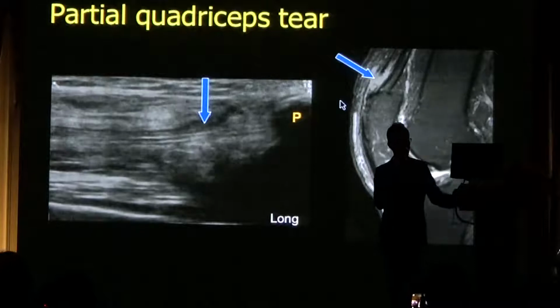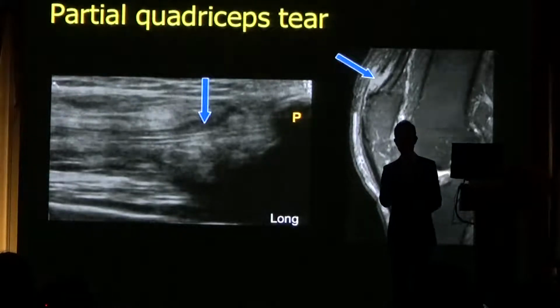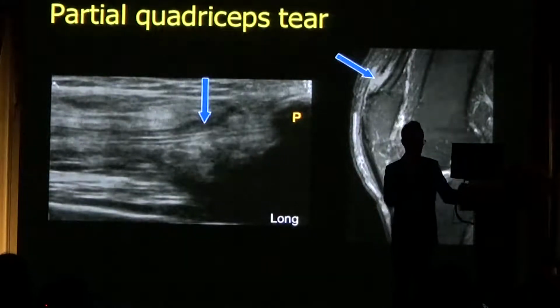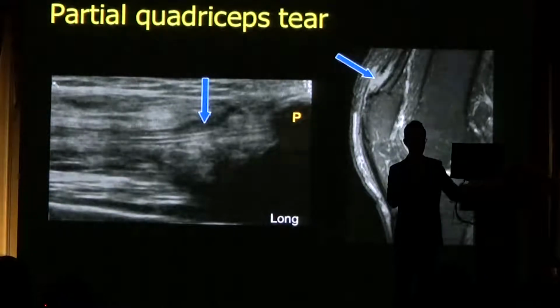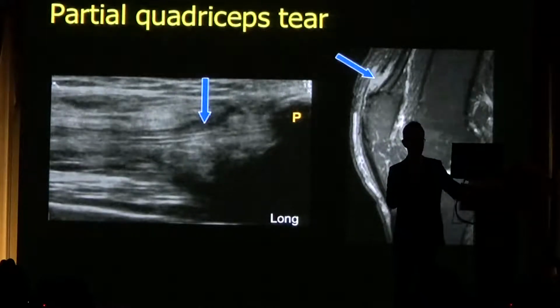This is an example that I saw on ultrasound and I decided to do an MRI scan because it looked as if the superficial layer of the quadriceps was injured, and indeed on the MRI scan we can see that the deep layers of the quadriceps are intact, but only the superficial layer is disrupted.